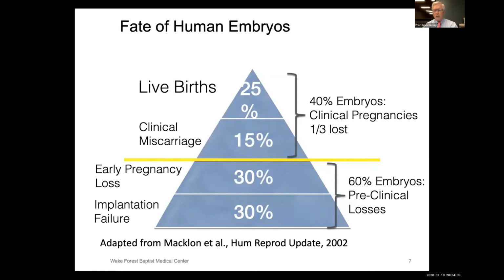Our job is to try and figure out what the causes of these early losses are and correct it, especially in the setting of doing PGT and testing embryos, because we know that even with normal embryos that the pregnancy rate remains below 60% in most centers.